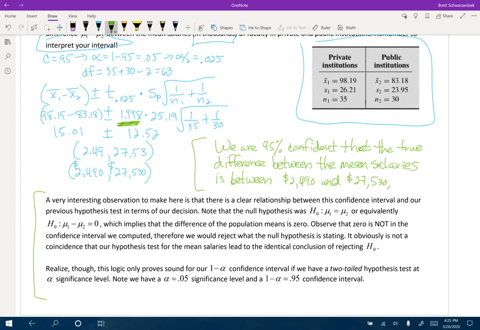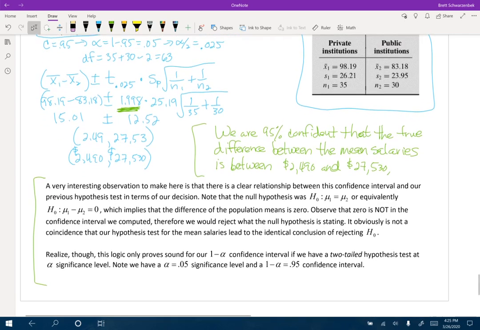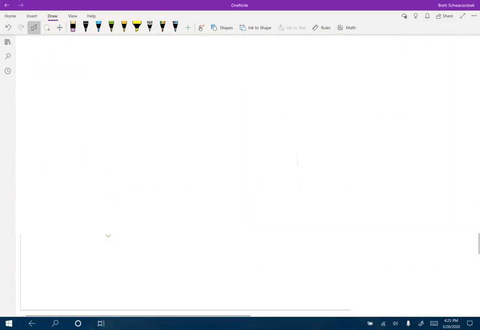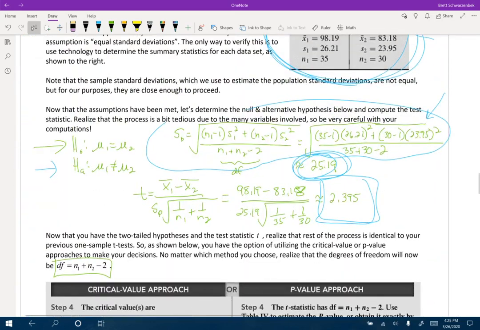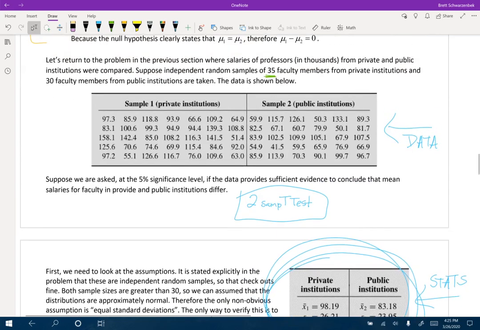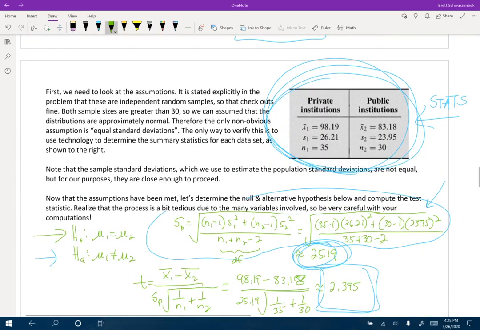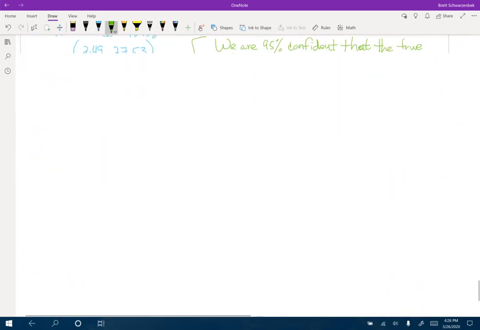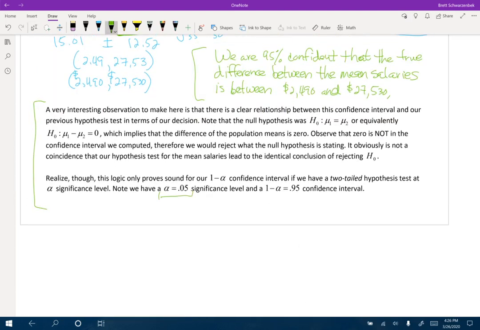Now, here's the key though. We can only do that in a scenario where the confidence level of the confidence interval is 1 minus the significance level of a two-tailed test. So what do I mean by that? If we go to the two-tailed test that we ran for the private and public institutions here, we did it at 5%. We knew that it was two-tailed, right? If it's two-tailed and we have an alpha, which is, in this case, 5%, right? Right here, two-tailed, 5%. We can then use a 1 minus alpha confidence interval to make a judgment about the test.